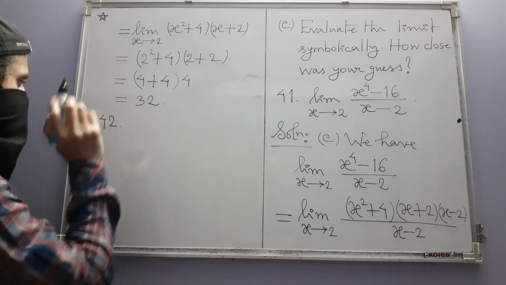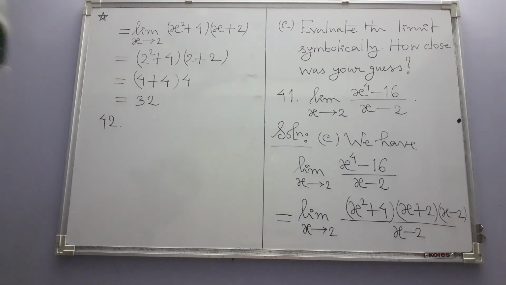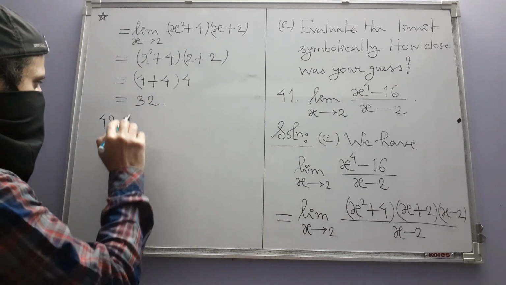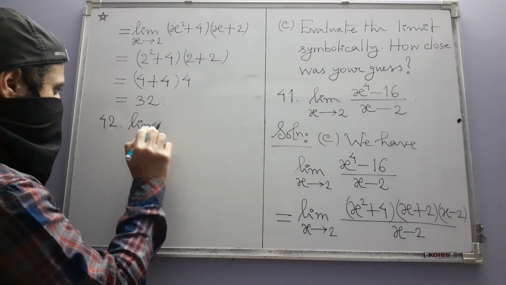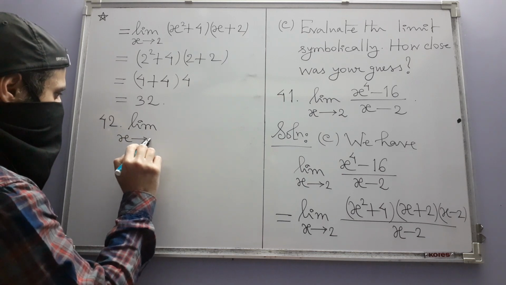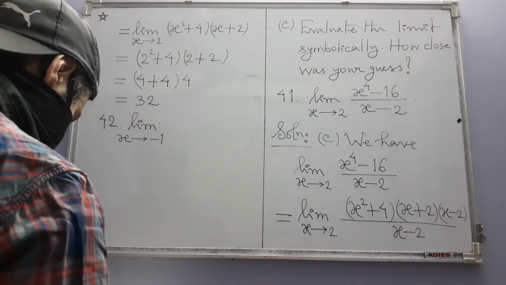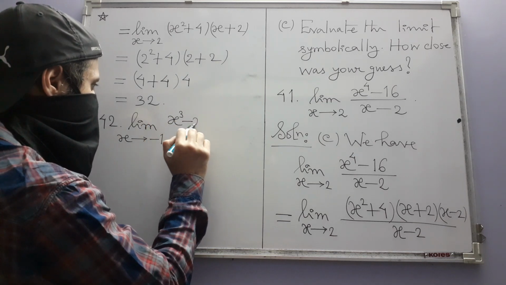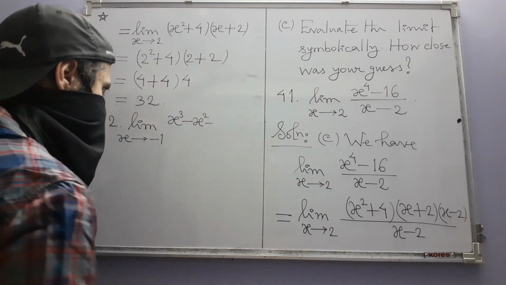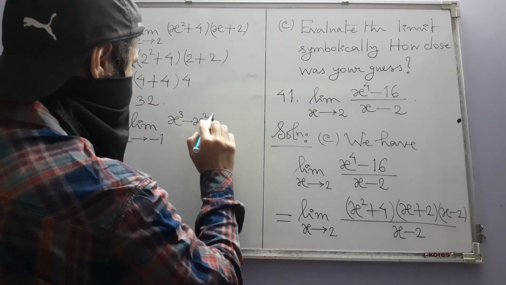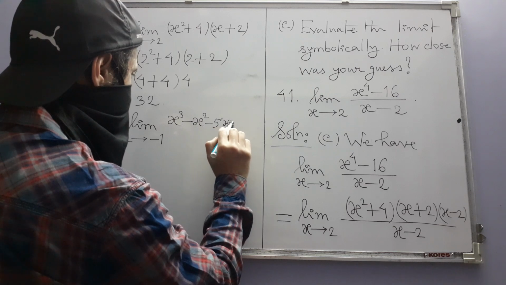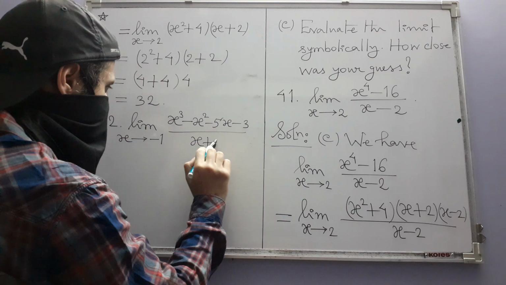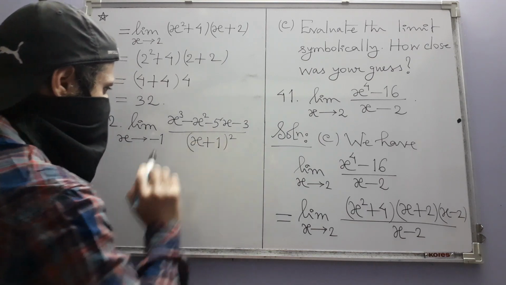Next, 42. And the 42nd one is another such. x tends to minus 1, x cube minus x square minus 5x minus 3 divided by the square of x plus 1.